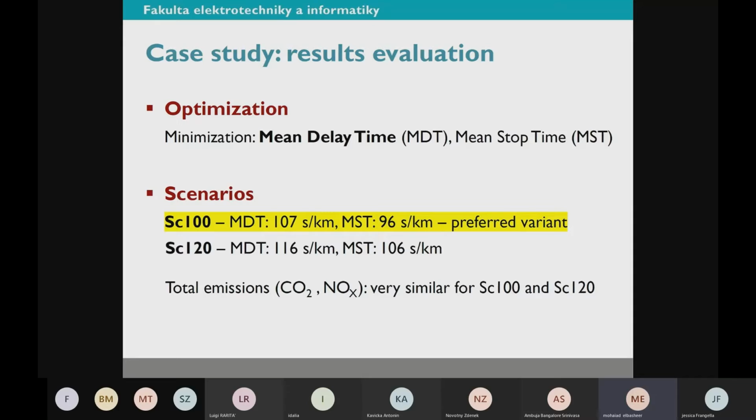What about results evaluation? The applied optimization used minimization of mean delay time and mean stop time. And from this point of view, scenario 100 represented a preferred variant because the values of those indicators are better than in the second scenario. Total emissions are very similar for both scenarios.